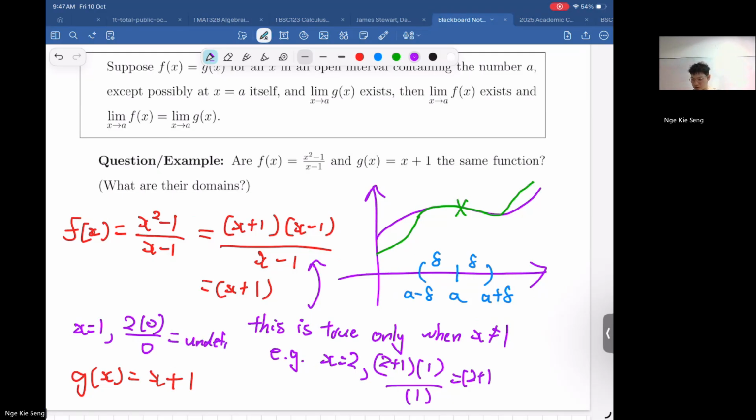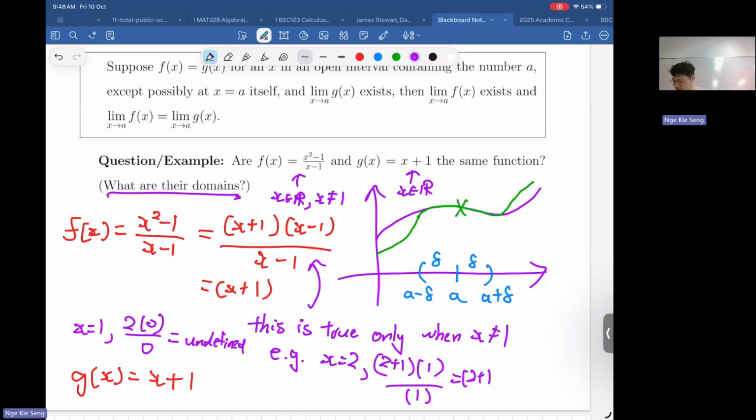So the hint here is what their domain is. For the first one, the domain is x in R, but x cannot be equal to 1. For the second one, you can put anything really into this x here. So away from 1, like what your friend said, after factorizing they look the same.